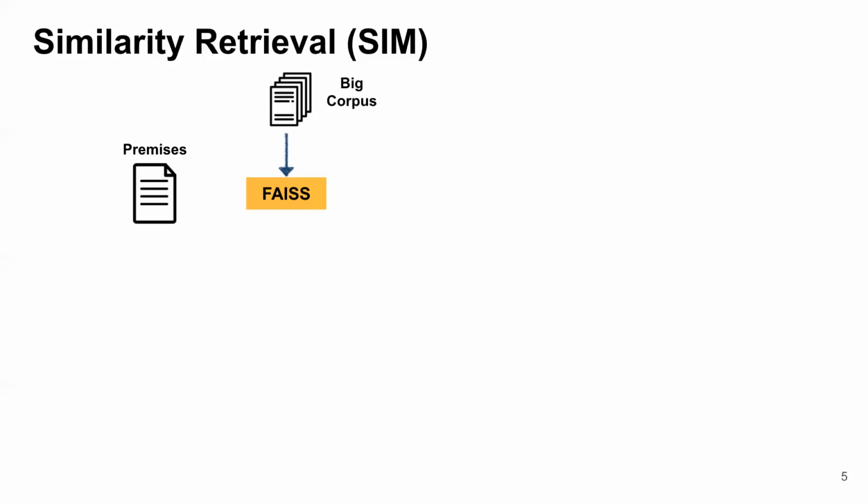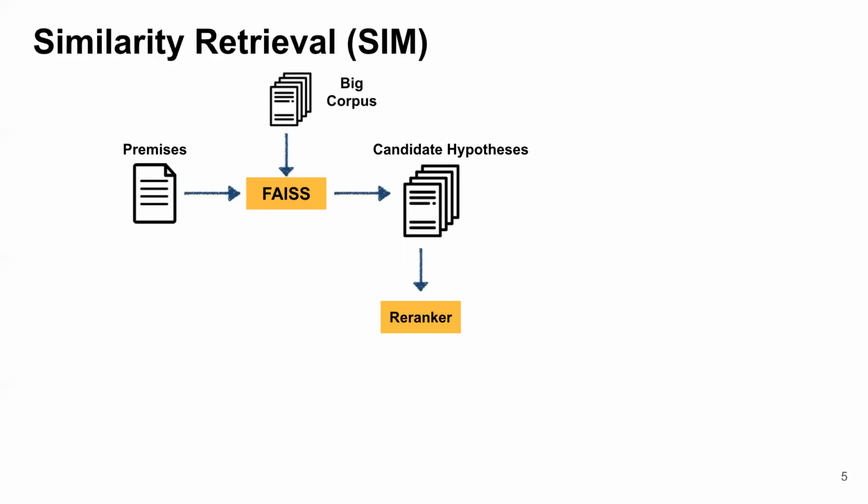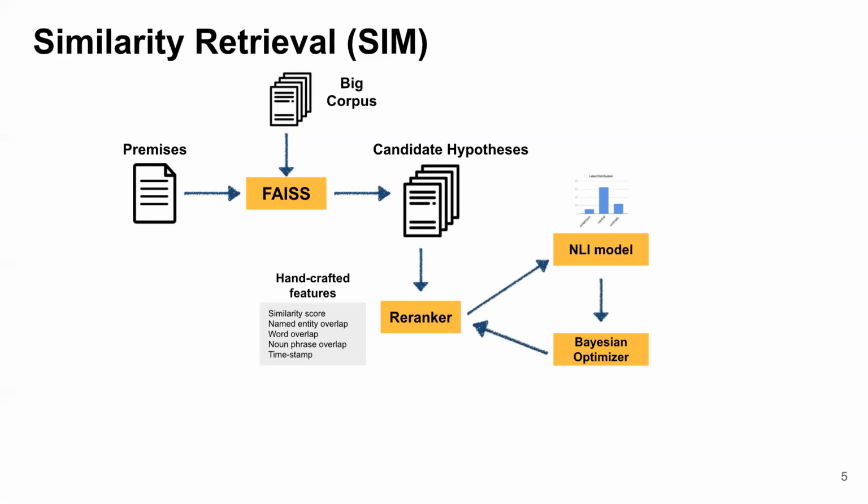So for our similarity retrieval or SIM protocol, first we take a big corpus, such as Gigaword or Wikipedia. We index them using FAISS, a fast library for indexing and retrieval. We then randomly sample premise sentences from the same corpus and use them as queries to collect candidate hypotheses. Since similarity retrieval can be noisy, we then perform re-ranking using a set of handcrafted features such as similarity score from FAISS, named entity overlap, word overlap, etc. We also use an NLI model trained using a combination of SNLI, MNLI, and adversarial NLI data, and a Bayesian optimizer. This re-ranker is optimized so that we will have a set of sentence pairs with balanced label distribution. After that, given our premise hypothesis pairs, we provide this set to crowdworkers to label.